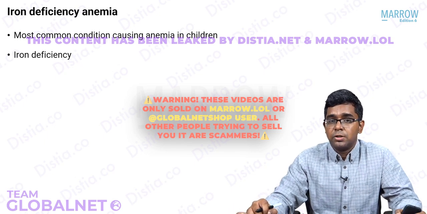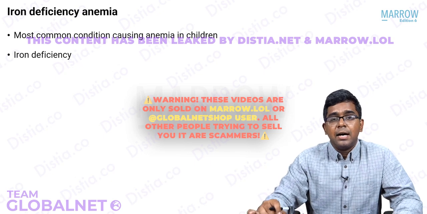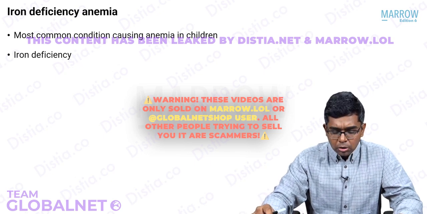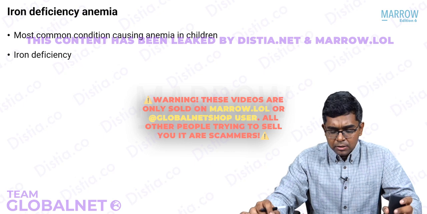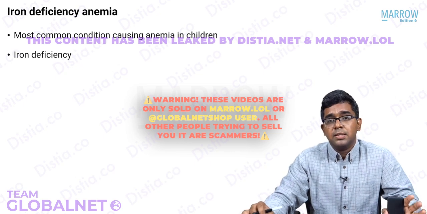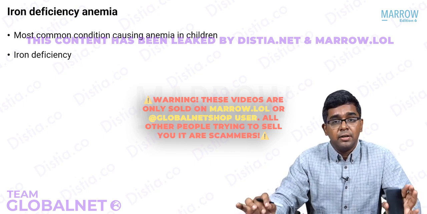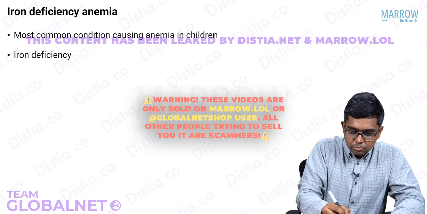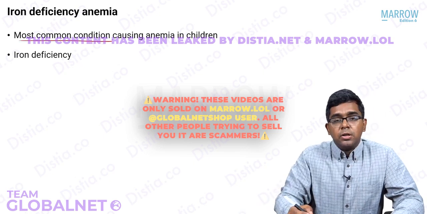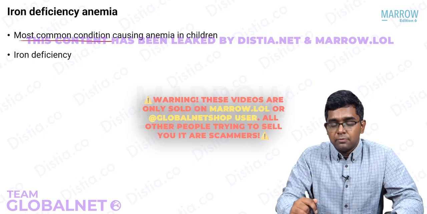First, starting with nutritional anemias, and in that, iron deficiency anemia. We all know that iron deficiency anemia is the most common condition causing anemia in children worldwide. Very, very important fact. It is the most common cause of anemia in children worldwide.